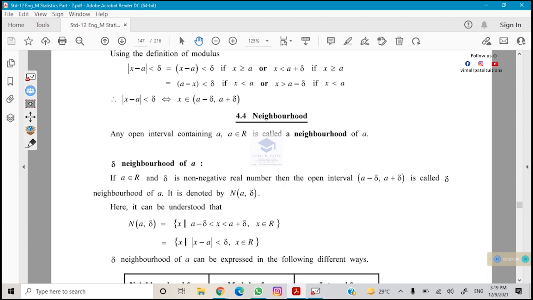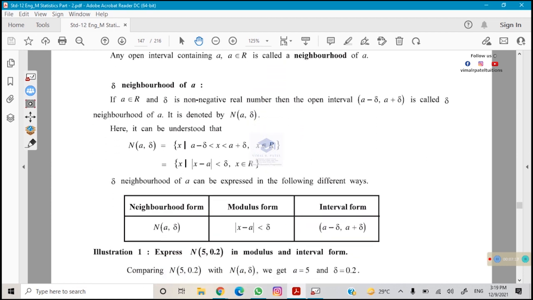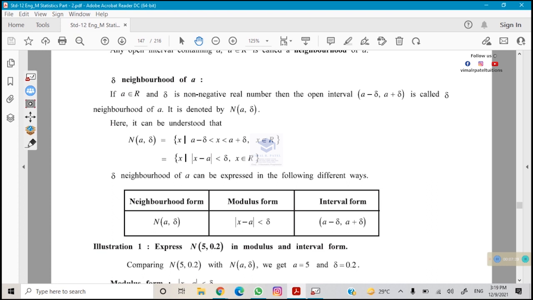Now, any open interval containing a, where a belongs to R, means a is any real number, is called a neighborhood of a. Now, delta neighborhood of a. So there will be three forms: neighborhood form, modulus form and interval form. Neighborhood form means N bracket a and delta. Modulus form means modulus of x minus a less than delta. And interval form means a minus delta and a plus delta.